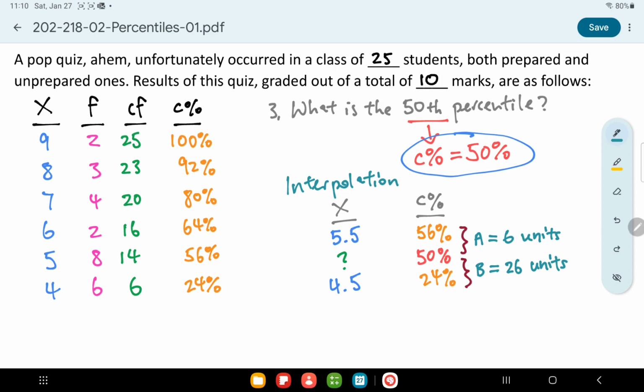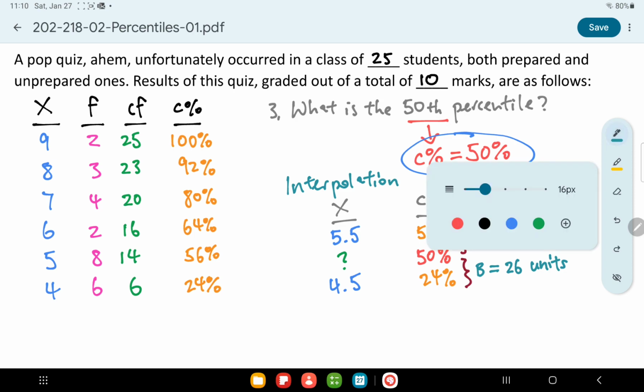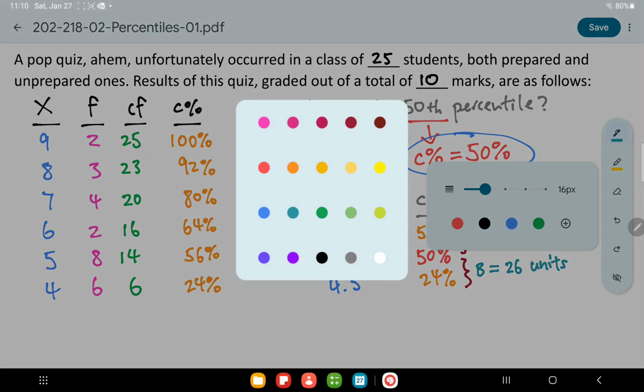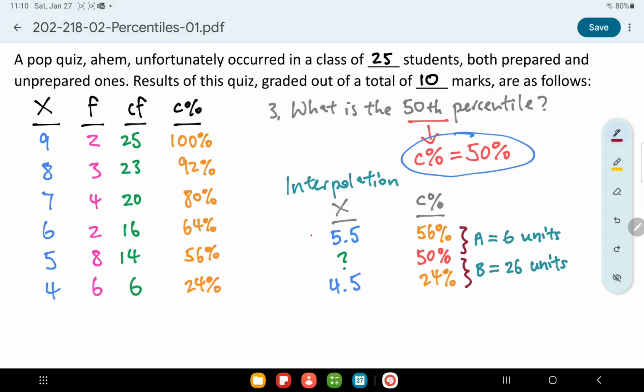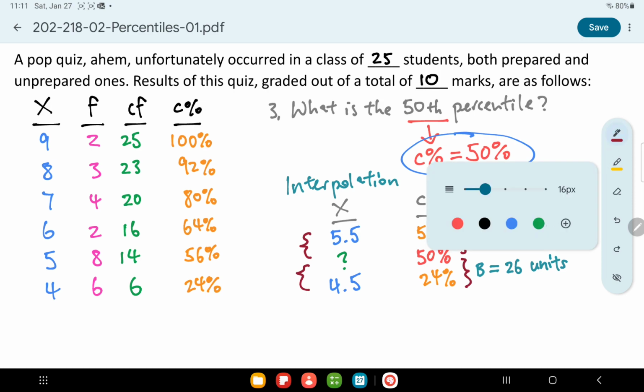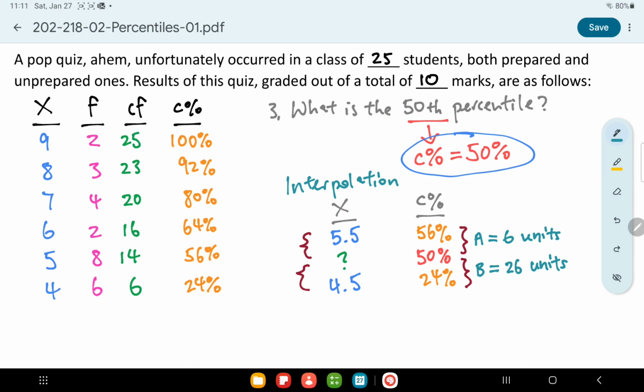Now, in relation to where the score of X is that we're looking for, the question mark, we need to make equivalent, okay? Our task is to make equivalent the relative space or units. They need to be the same. They need to be the exact same, A and B. The relative units need to be the same.